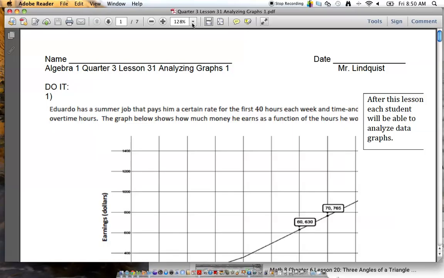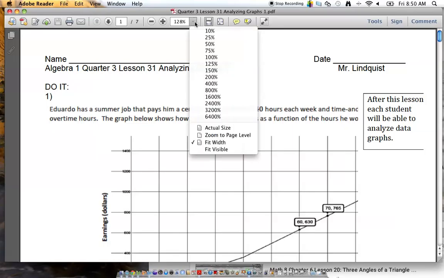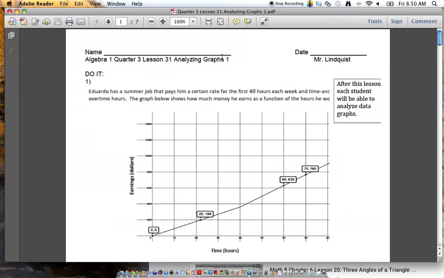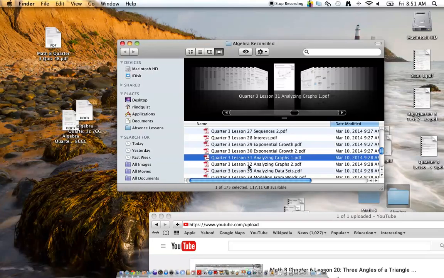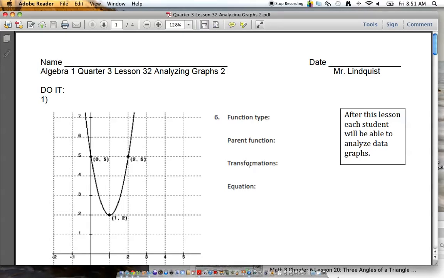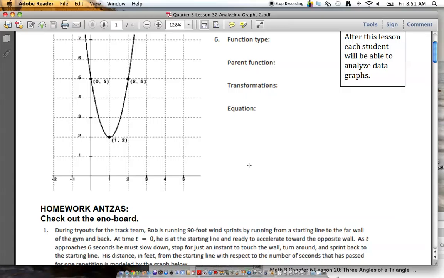Okay, let's talk about analyzing graphs, which is a lot of the questions on this particular quiz. Eduardo has a summer job, pays him a certain rate for the first 40 hours each week, and then... Have the right sheet. Oh, we're on 32? Okay, I was just looking at this saying, man, that looks familiar. Did that say 32? Okay. Ready?